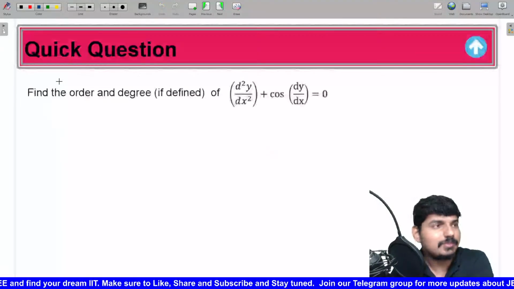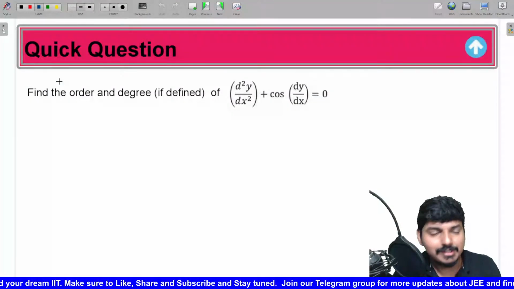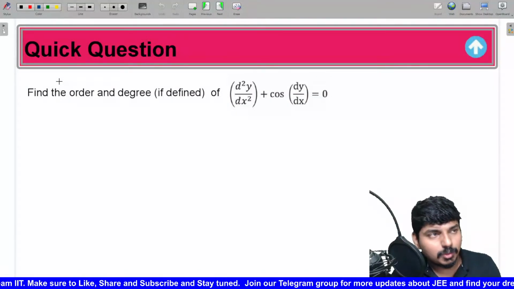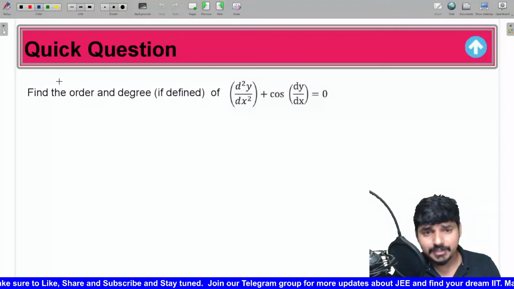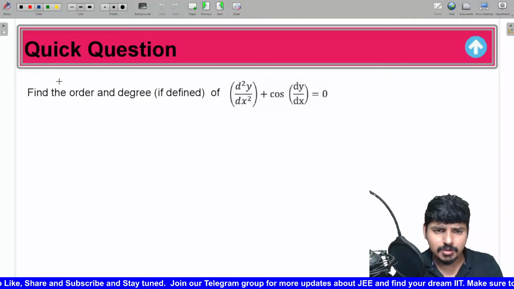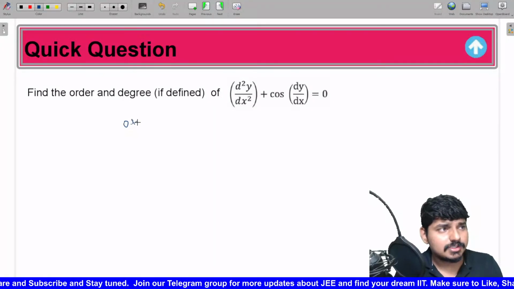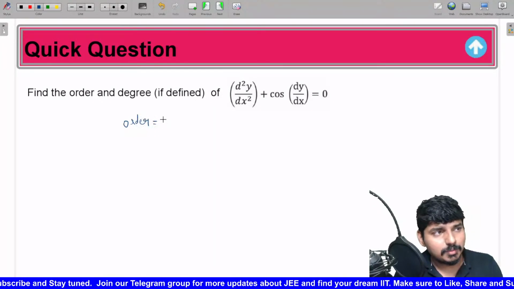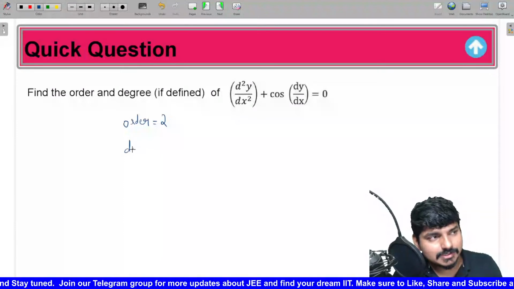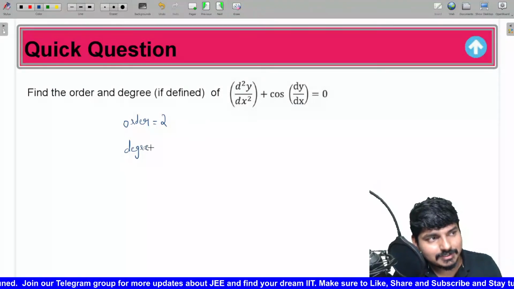So let's move on to the next question. Now you see this question. Find the order and degree if defined for this differential equation. Order is very simple. Order is going to be 2. What about the degree in this case, everyone? Is the degree going to be defined in this particular case?